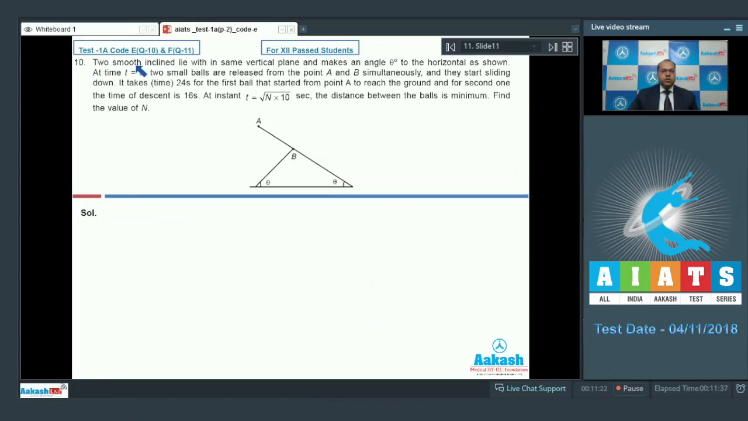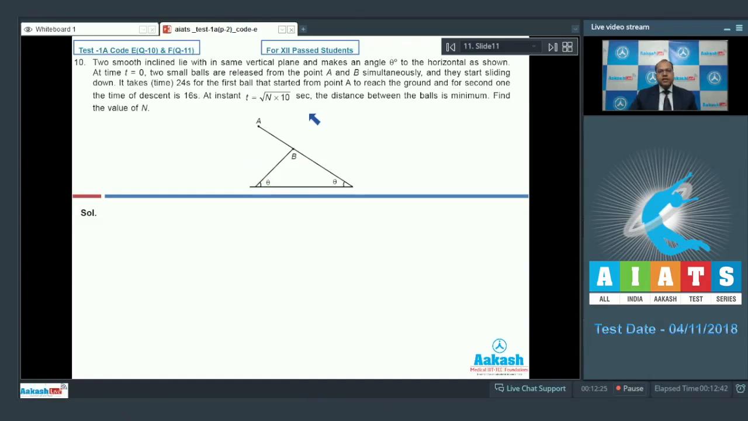In question number 10, two smooth inclines lie within the same vertical plane and make an angle theta to the horizontal as shown. At time t equal to 0, two small balls are released from points A and B simultaneously and they start sliding down. It takes 24 seconds for the first ball that started from point A to reach the ground, and for the second one the time of descent is 16 seconds. So suppose ball 1 is this, the time taken by this ball to reach from here to here is 24 seconds, and the second ball is this, and the time taken by this ball to reach the ground from point B is 16 seconds.